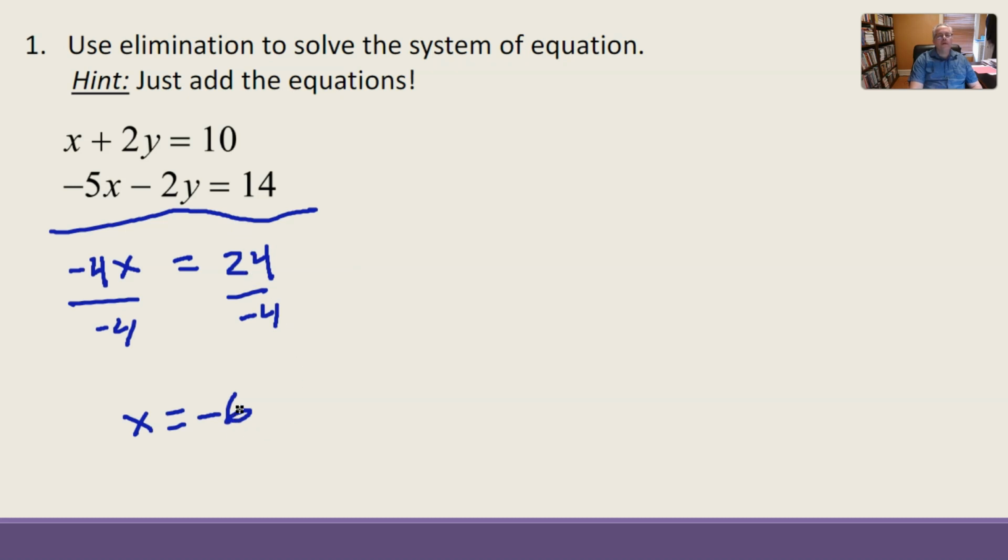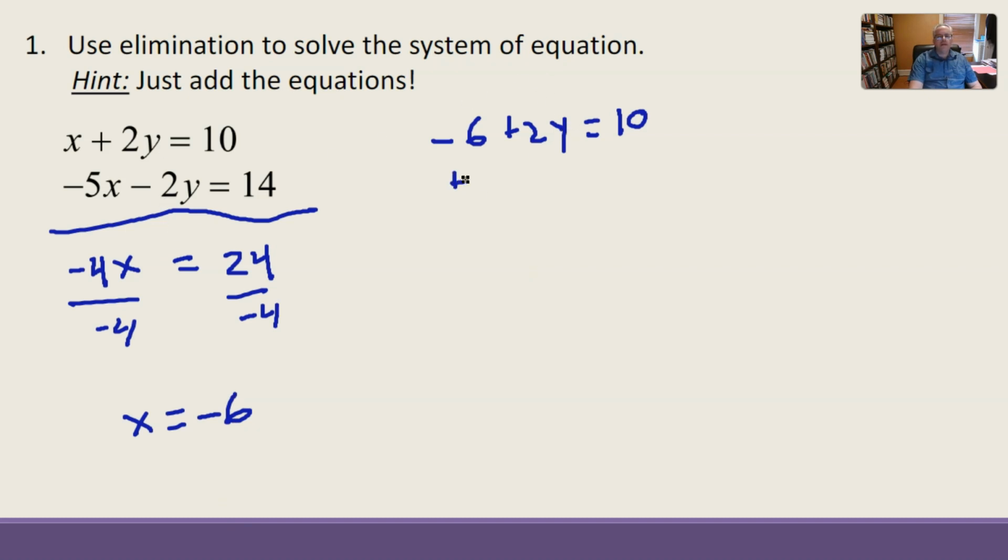So the way this works is we can take this value of negative 6 and substitute it in for x in either one of these equations. Well, the first one looks easier, so I'm going to put negative 6 in for x in this first equation. So we get negative 6 plus 2y equals 10. After we substitute the value of x into one of the equations, we can now solve for y.